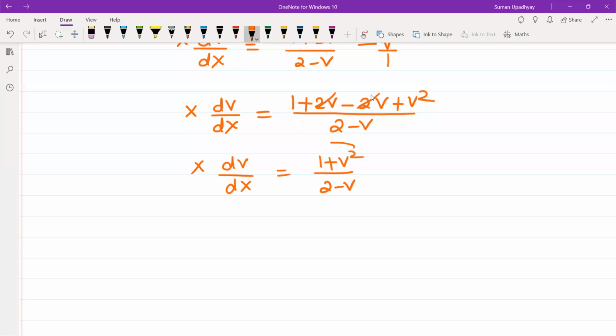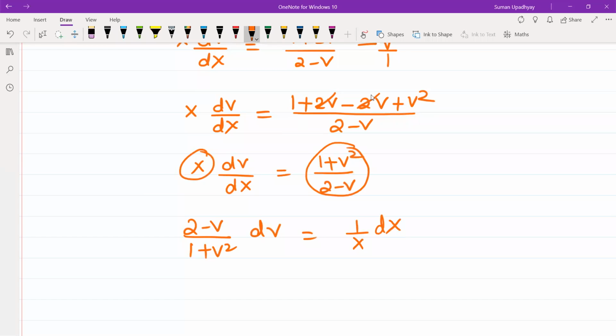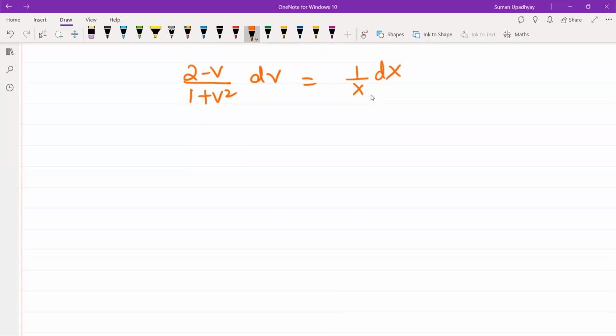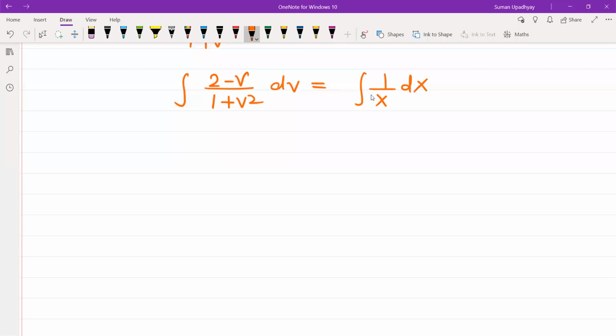Now I will separate the variables. I will take this term on this side, so it will become (2 minus V) upon (1 plus V square) dV. Then I will take this X on the other side. It will become 1 upon X dX. So now my variables have got separated. Now integrate on both the sides. So integral of (2 minus V) upon (1 plus V square) dV equals the integration of 1 upon X dX. You all know what will be the integration of the right hand side. Tell me how you are going to integrate the left hand side. Any one of you can tell me something which you all know. How can I integrate the left hand side?